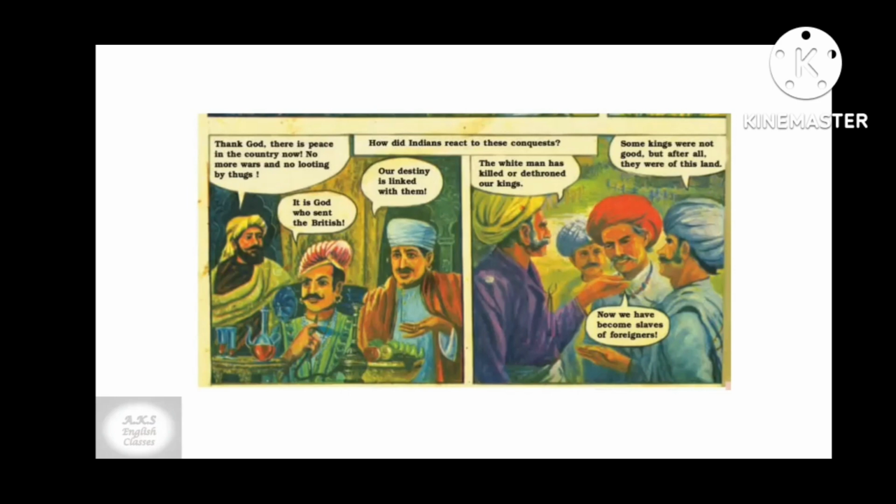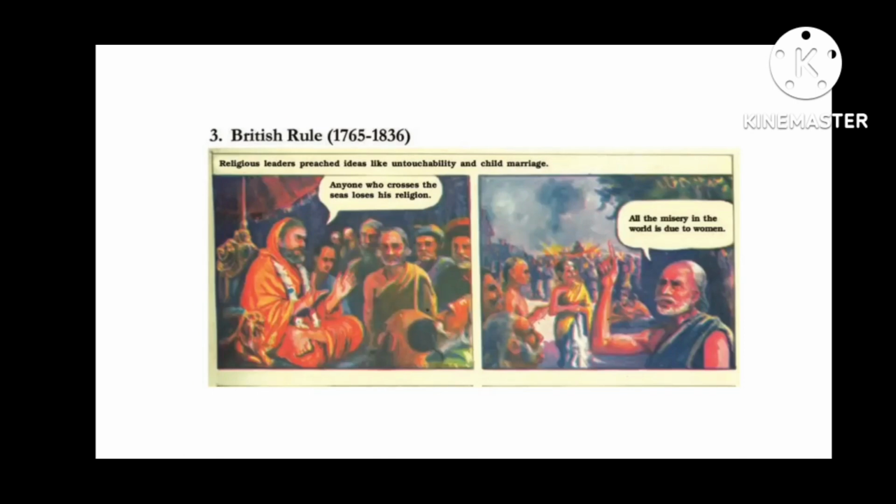While others thought that those British are not good for them. They have killed or dethroned their king. Dethroned means removed from kingdom. The kings were after all from their own lands. They were not foreigners. Now they thought they will have to become slaves to these British foreigners.